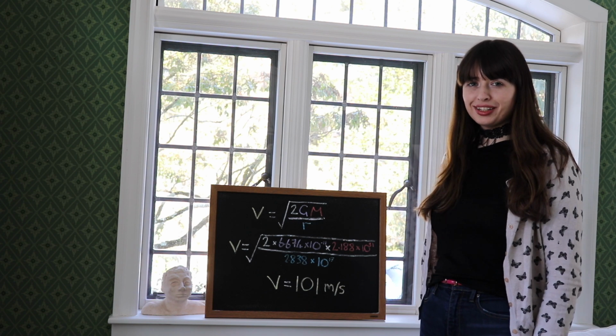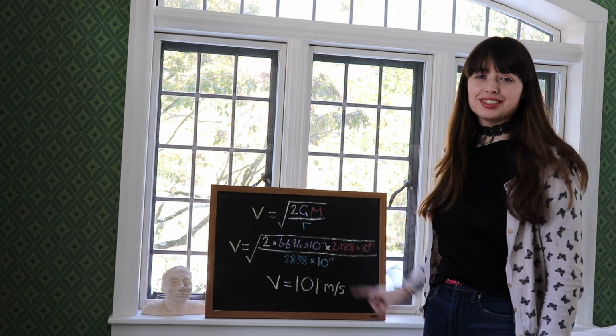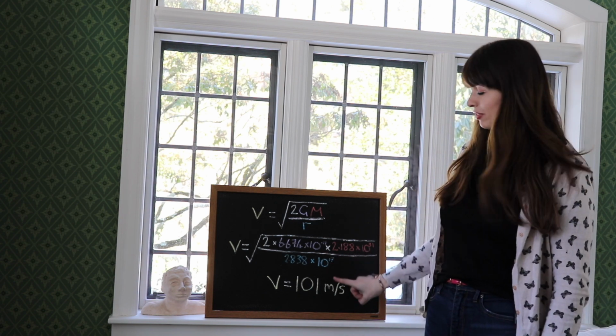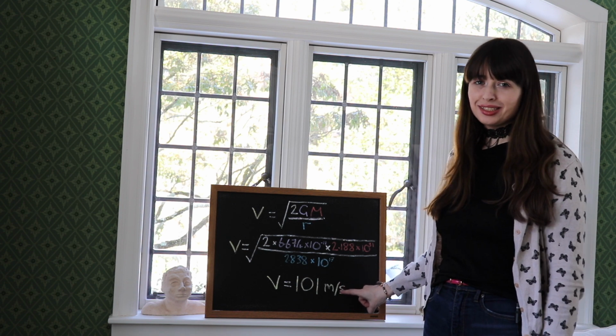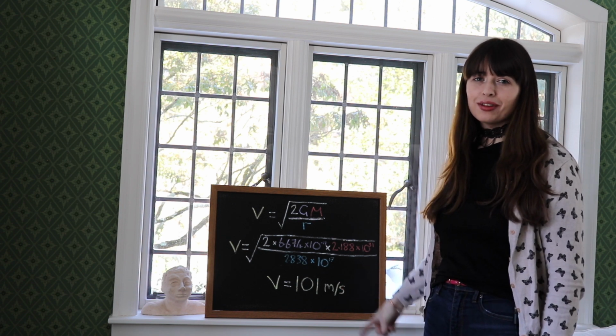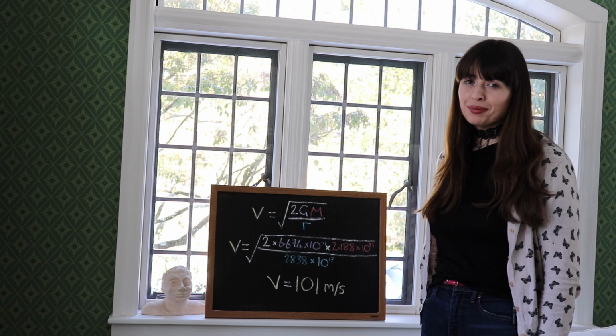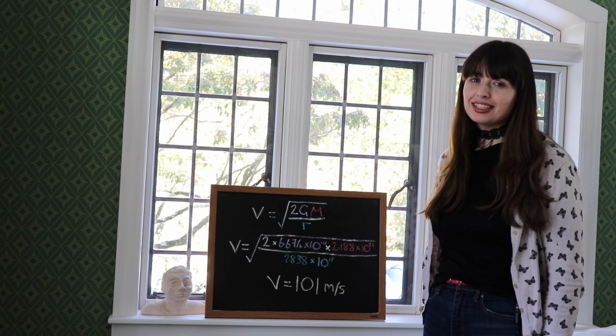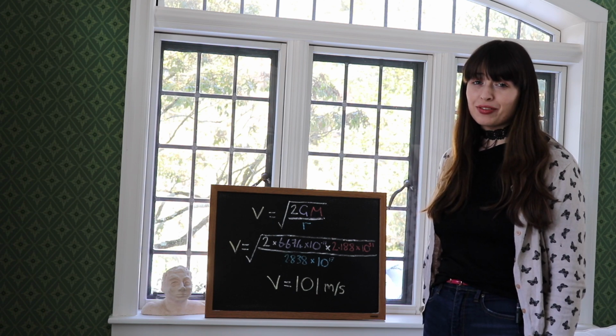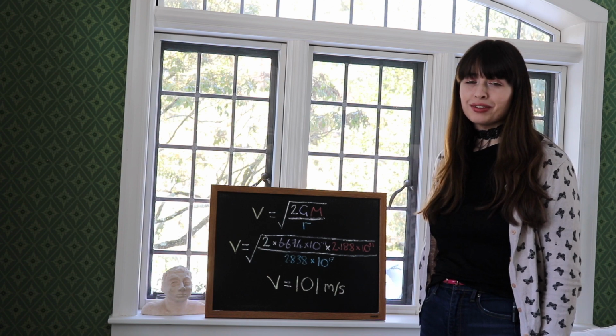So we put our values into our escape velocity equation, and we come up with an escape velocity of 101 meters per second. Now, this means that the Earth would be pretty much fine, as it is a very low velocity compared to how fast the Earth is traveling in orbit around the Sun.